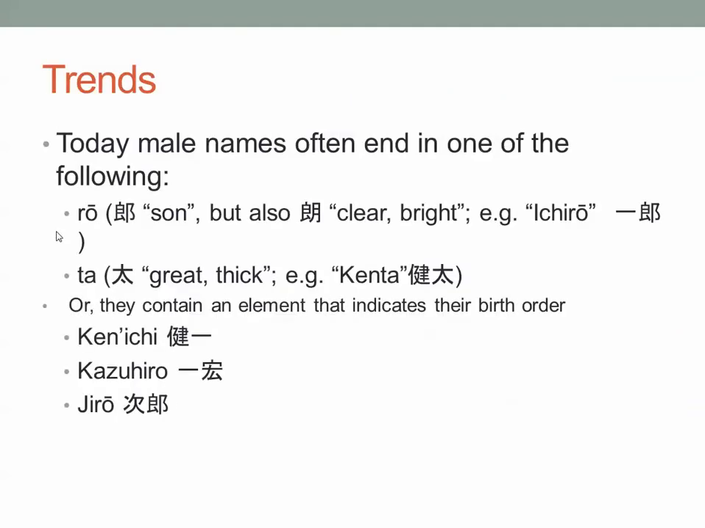Today, male names often end in one of the following: ro, which means sun, but if you change the kanji, it could also mean clear or bright. For example, Ichiro. Ta, great or thick, like Kenta. Or they could contain an element that indicates their birth order. Ken-ichi means the first son. Kazuhiro likewise would be a first son. Jiro is a second son because that ji is tsugi, as in next. So if you see a number in a name, it often indicates birth order in a family.